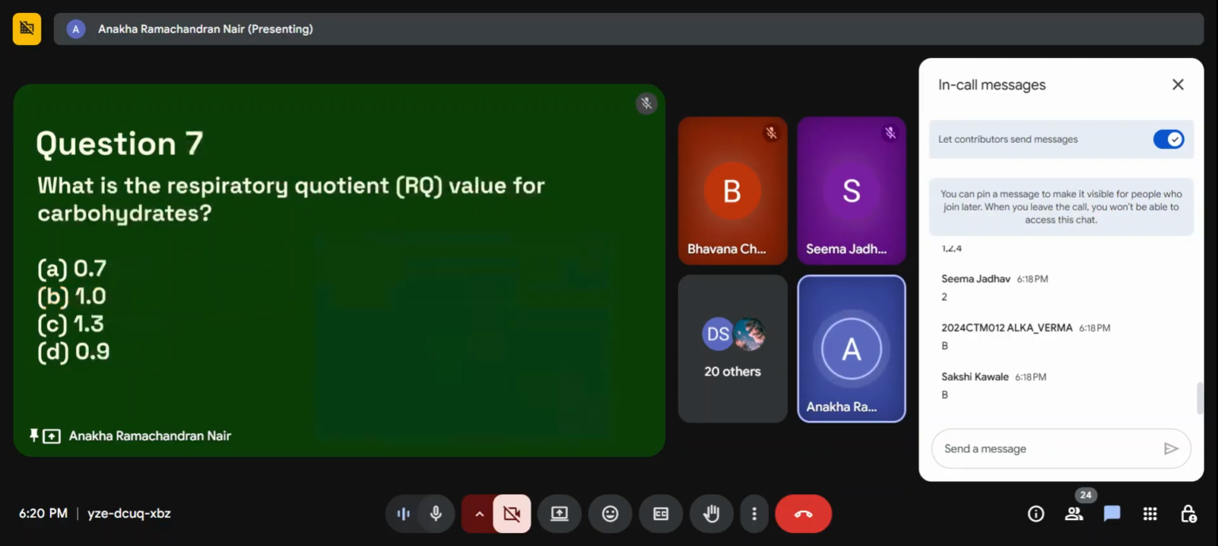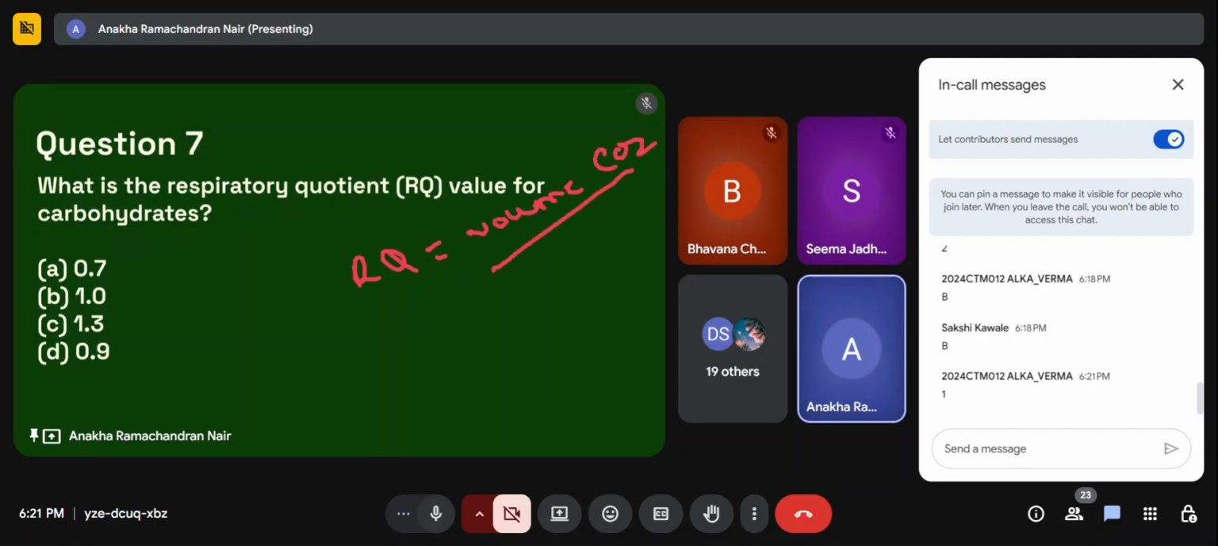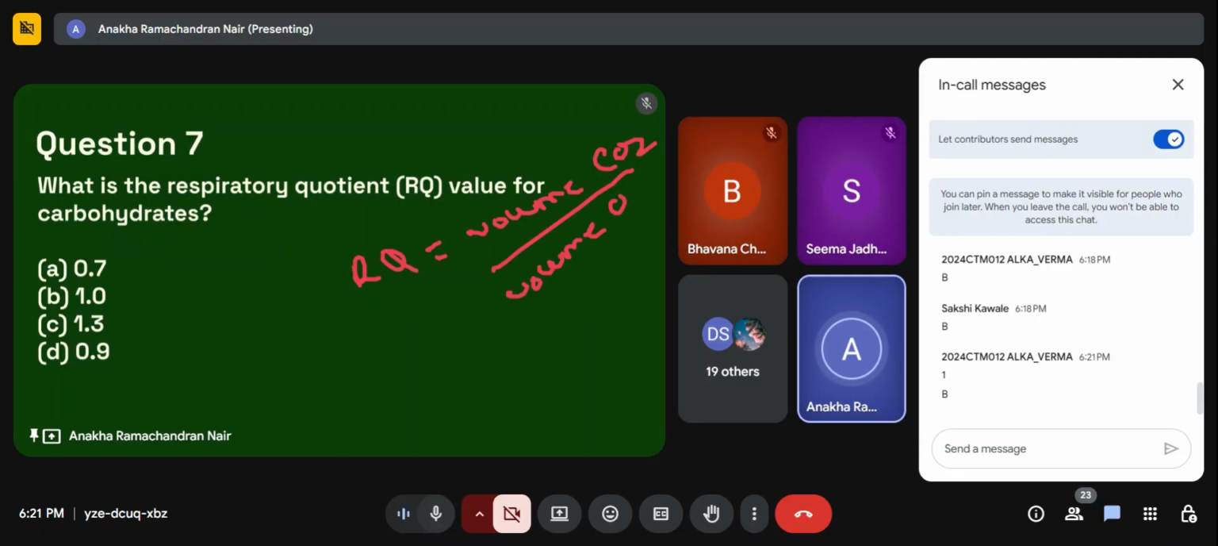Right. So we are at question number 7, and the question is what is the respiratory quotient value for carbohydrates? All right. And there are four options given to you. So before we start, let me tell you what the formula for respiratory quotient is. The respiratory quotient formula is volume of CO2 evolved by volume of oxygen consumed, right? So this is the formula for respiratory quotient. So according to that, let's see what the answer is.